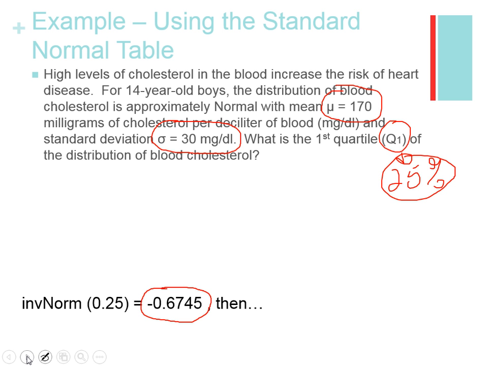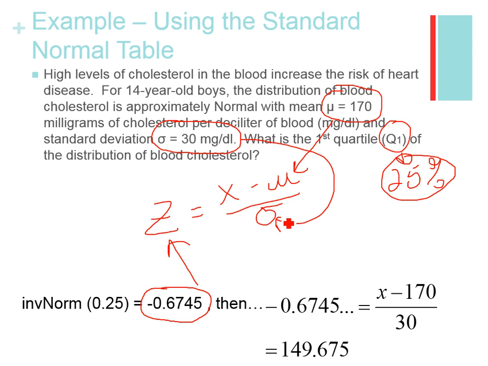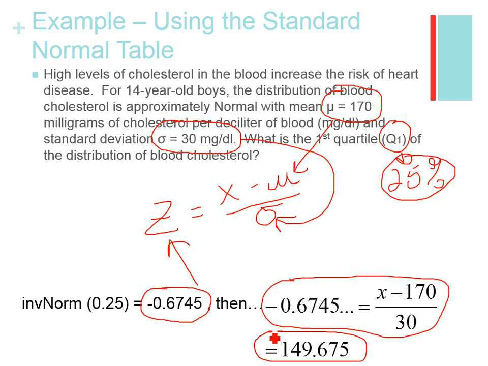So I've got to know that first, and now that I know that, I can use the formula for a z-score. Remember, z is the data value minus the mean divided by the standard deviation. So I'm going to put this in for z, this value in for the mean, and this value in for the standard deviation. And when I get that, here's what I got. Then I'm just going to solve it for x. And when I do that, I get 149.675.